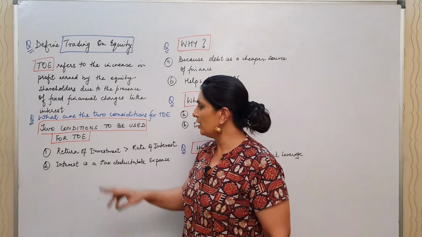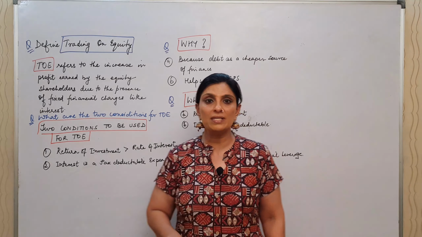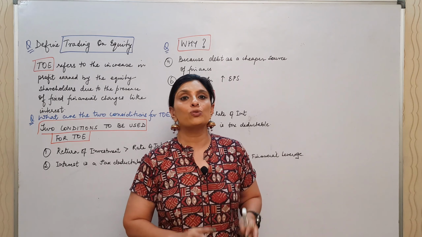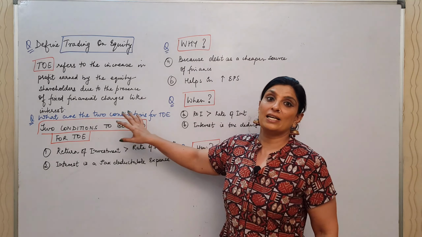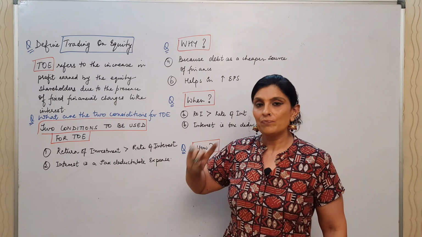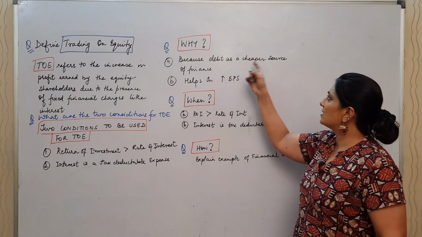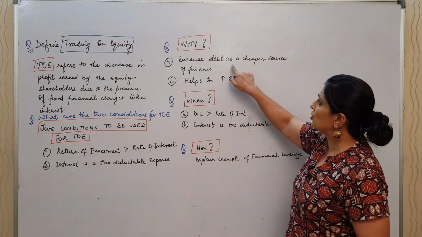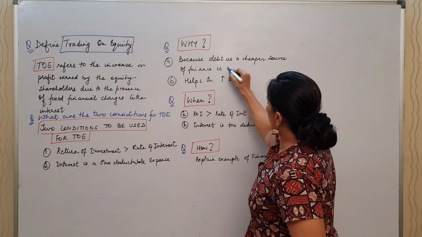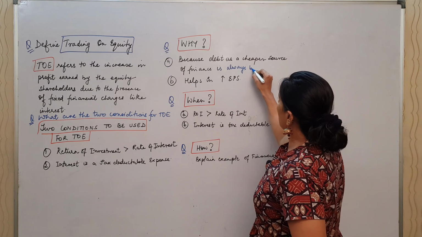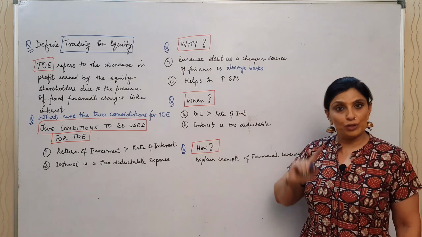The two conditions for trading on equity are: return on investment should be more than the rate of interest, and interest is a tax deductible expense. So these are the two conditions to be used. Now, this is the same as the conditions to be used in financial leverage. Again, coming on to why do we use trading on equity? Because debt as a cheaper source of finance is always better, and it helps to increase earning per share. So that is why we use trading on equity.